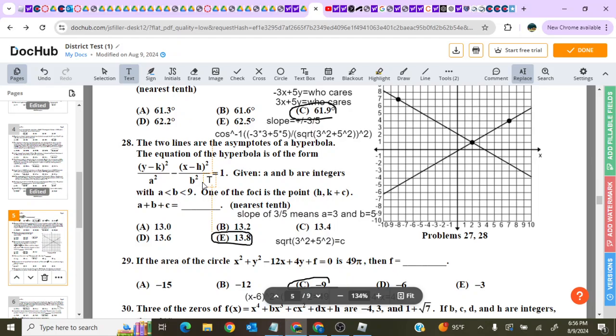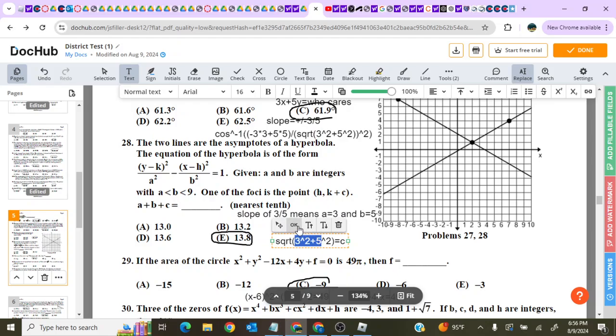And then one of the foci. Well, the foci of a hyperbola is equivalent to the square root of a squared plus b squared, plus the original coordinates, of course. So then your c is going to be, as a result, the square root of 3 squared plus 5 squared. You add it to the 5 and 3 you have before, and you get 13.8.